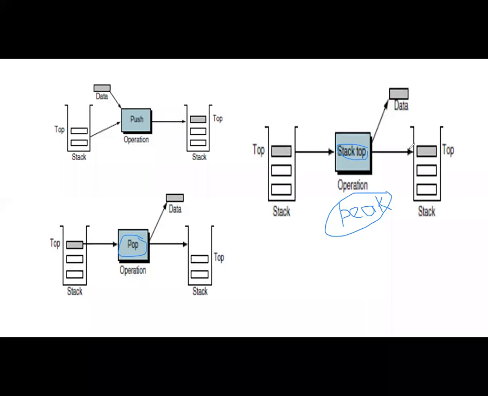Whatever the top element of the stack is, it will return that. Will the size of the stack change? The size of the stack is not going to change. Pop will remove the element, whereas peek or stack top doesn't remove the element. Still we can get the topmost element from the stack. So these are the basic operations, push and pop, that we are going to perform on a stack. Just as when we learned about recursion, we saw how push and pop work.